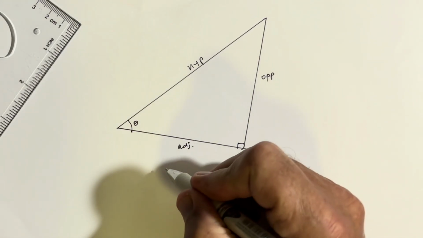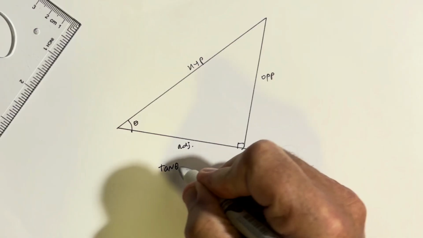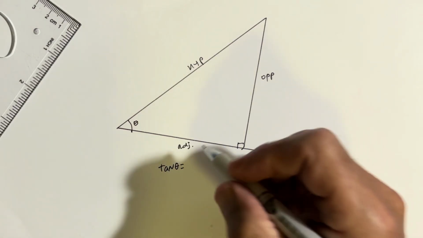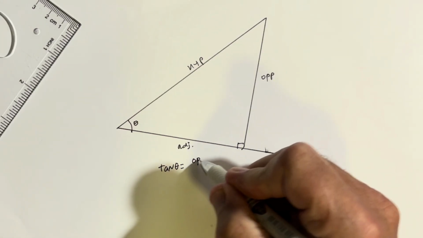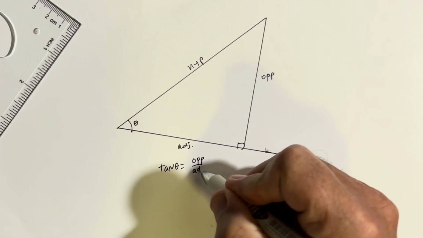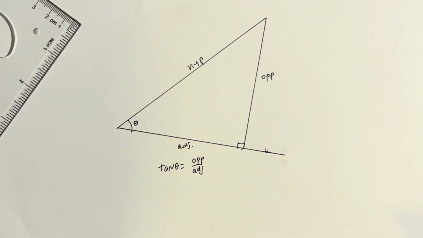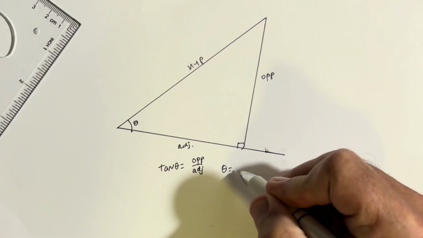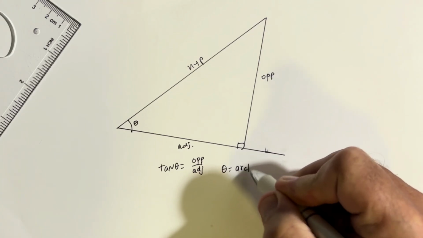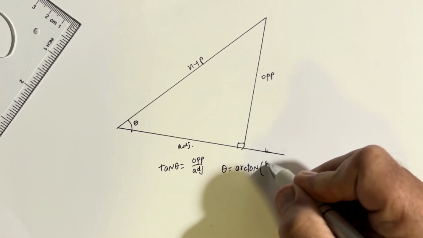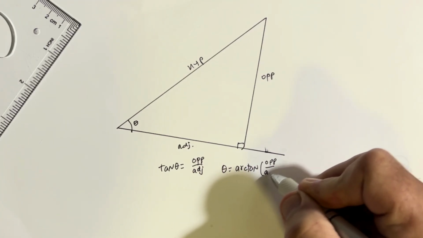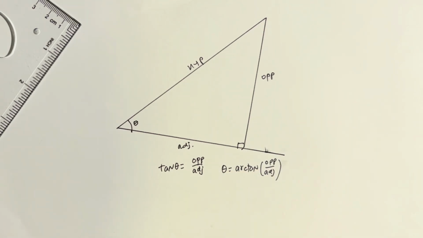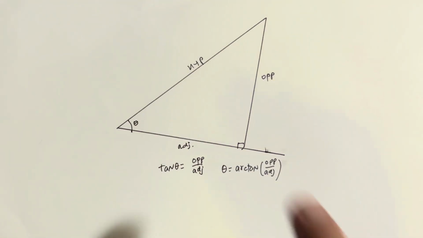Now we know from trigonometry that the tangent of the angle theta is equal to the opposite over the adjacent. And if we want to solve for theta, we take the tan inverse of both sides. So theta is equal to the arctan, or the tan inverse, of the opposite over the adjacent. So let's measure these distances.